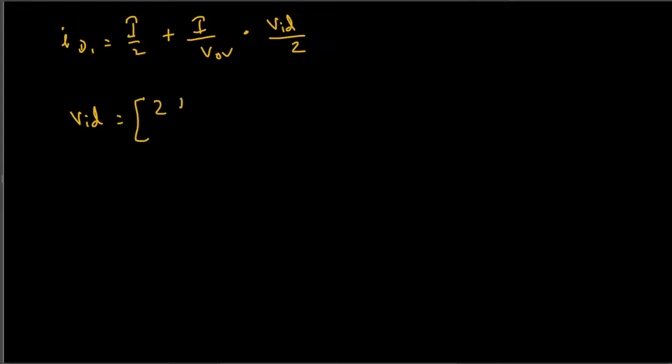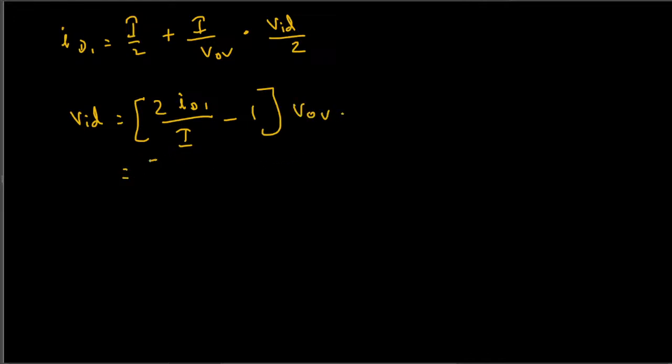The relationship between the current ID and the input differential voltage is given by this. ID1 is equal to I divided by 2, plus I divided by V overdrive, times the input differential voltage divided by 2. If we rearrange this equation in terms of input differential voltage, it comes out to be 2 times ID1 divided by I minus 1, times V overdrive.